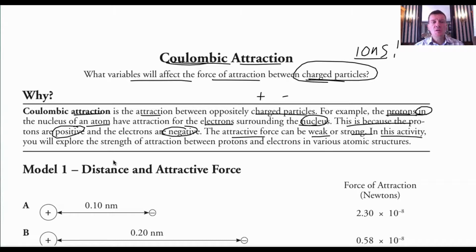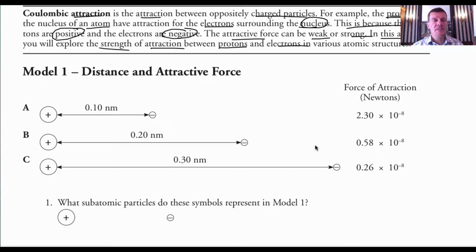In this activity, we're going to look at how we measure the strength of attraction between protons and electrons in these different atomic structures. Here's Model 1. It says distance and attractive force. All we're doing in Model 1 is showing that there is a relationship between the distance that two particles are apart from each other and the attractive force, in particular the magnitude of that force between those two charged particles.